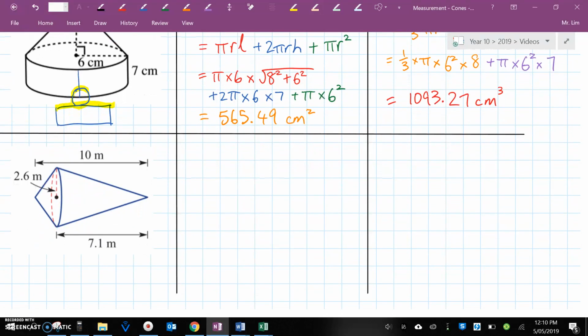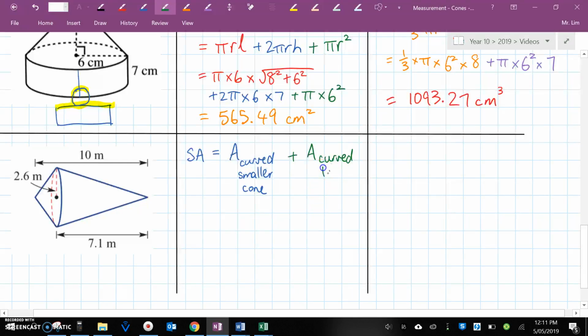Here we have another composite solid, and both of them are cones. But remember, the surface area is only the total area of the outside, what we can see. So the surface area is going to be the area of the curved section of the smaller cone plus the area of the curved section of the larger cone. We do not see this circle, it is on the inside, so we do not include it. It's not part of the surface area.